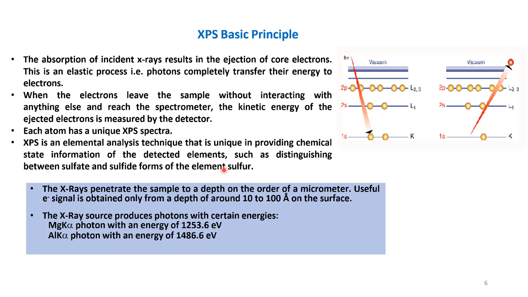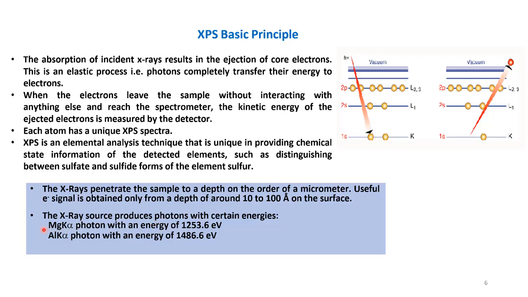So suppose we want to check whether sulfur is present in a sulfate form or sulfide form, that can be distinguished using the XPS. Then the X-ray penetrates the sample to a depth on the order of a micrometer. Useful electron signal is obtained only from a depth of around 10 to 100 angstrom from the surface. The X-ray source produces photons with certain energies, and we are having that.